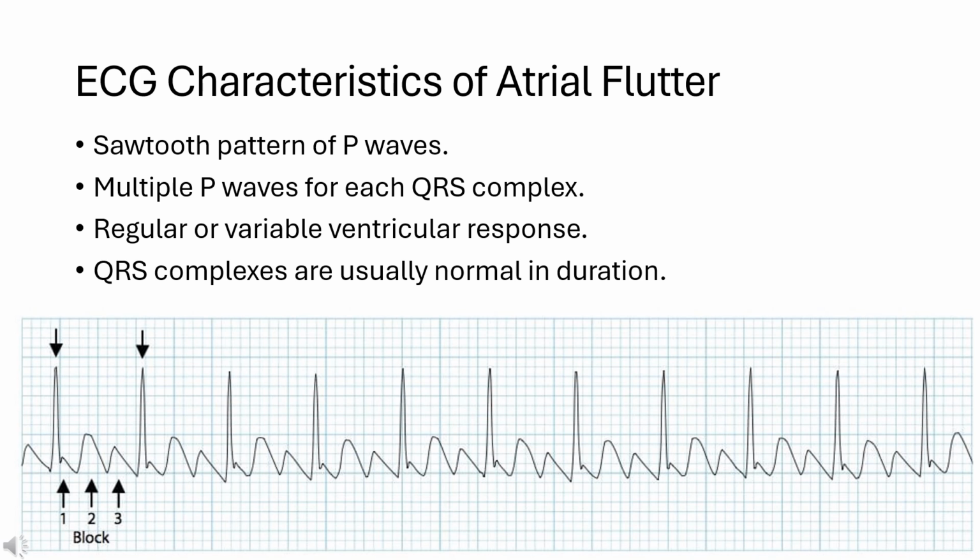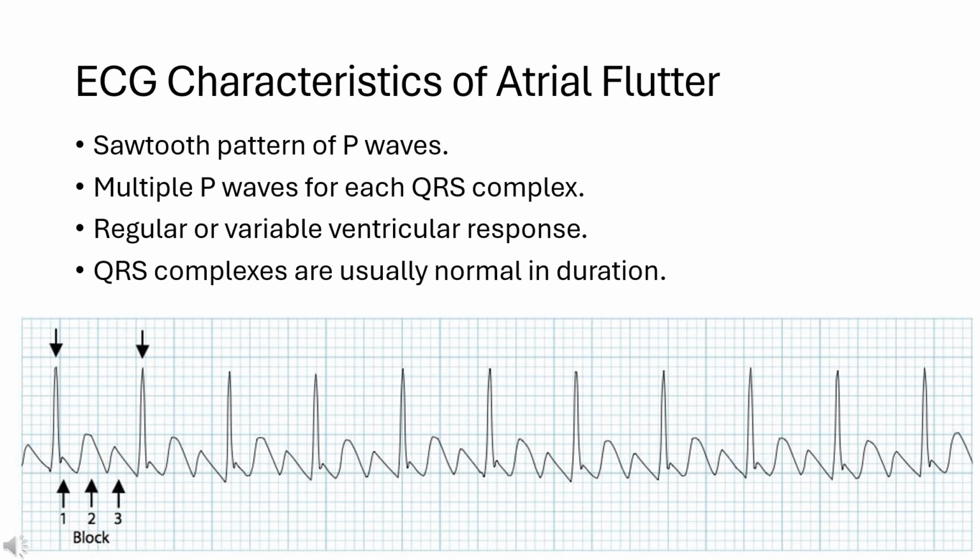In atrial flutter, the AV node acts as a gatekeeper, blocking some of the rapid atrial impulses to protect the ventricles from beating too fast. This results in multiple P waves before each QRS complex. Common ratios are 2-to-1, 3-to-1, or 4-to-1, meaning for every 2, 3, or 4 P waves, there is one QRS complex. The ratio can vary, and this variability can sometimes make diagnosis challenging.